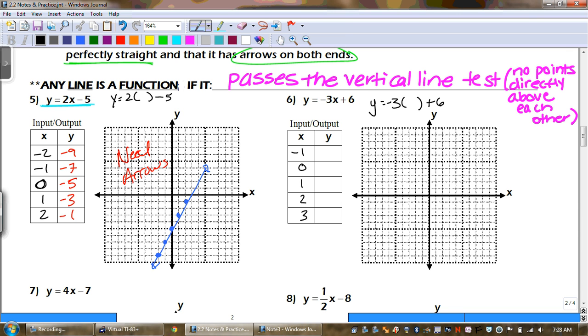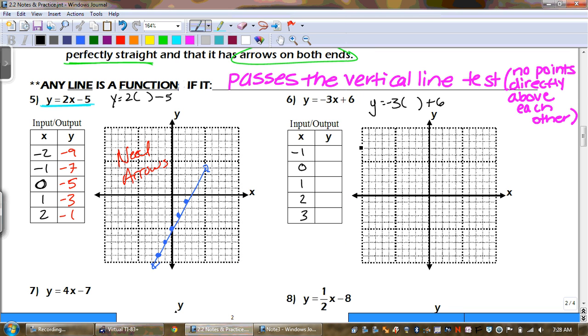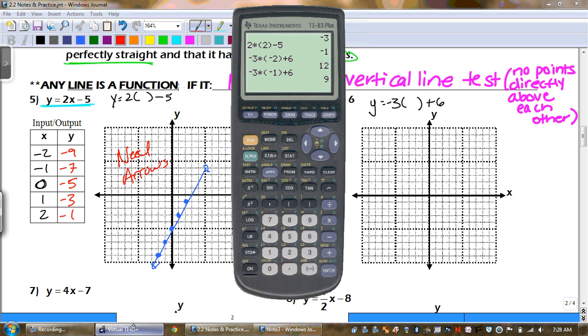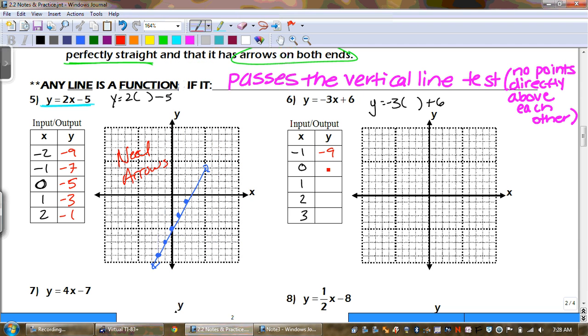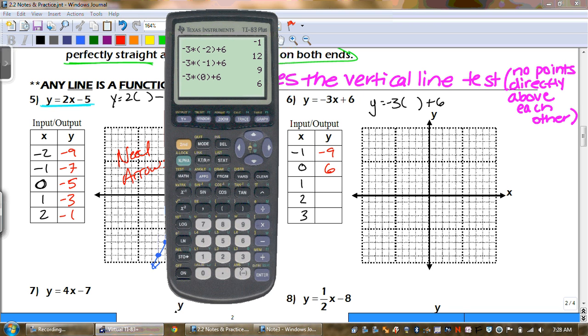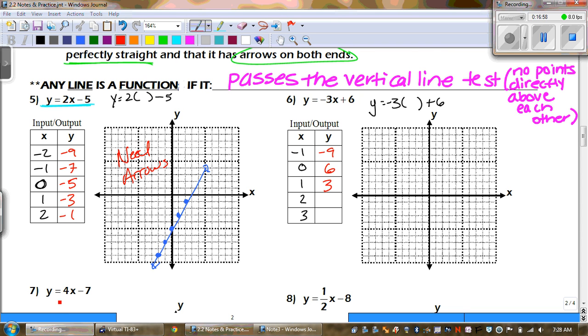Okay? And then we're doing the same thing. -3 times -1 plus 6 gives us 9. So we got -9. Whoops, not that. There we go. -3 times 0 plus 6 gives us 6. -3 times 1 plus 6. 3. See if you guys can fill the rest of this chart in yourself and graph. Go ahead and pause the video, and good luck.